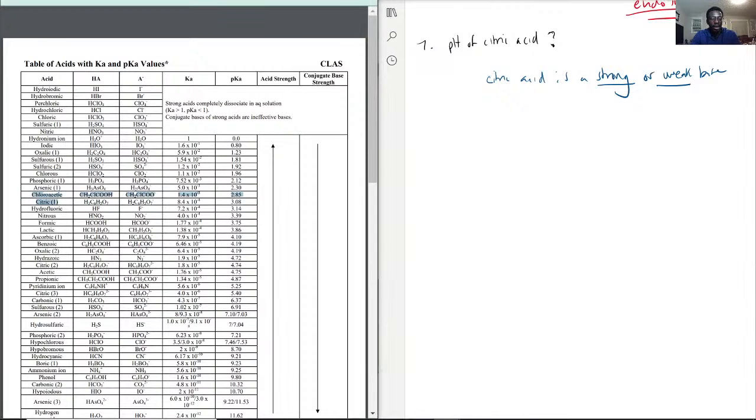Citric acid is down here: 8.4 times 10 to the negative 4. To get a full dissociation, where you have a 1-to-1 ratio, you need a Ka value of 1 or greater. That is definitely less than 1. So this would be a weak, I don't know why I said base, sorry if that confused anyone, a weak acid. That is what citric acid is. It is not a strong acid. So now that we know it's a weak acid, to find the pH, we need to know the correlation between the Ka and the pH.